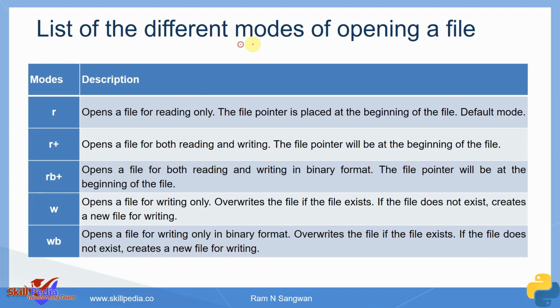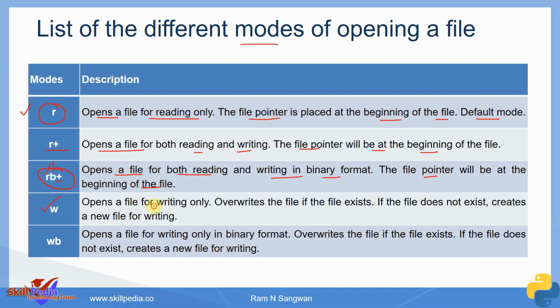These are the modes. First is r, which is default. It opens the file for reading only. The file pointer is placed at the beginning of the file. The default mode is read. r+ opens a file for reading and writing both, and the file pointer will be placed at the beginning of the file. rb+, read binary mode plus write also. Open the file for both reading and writing in binary format. The file pointer will be placed at the beginning of the file.